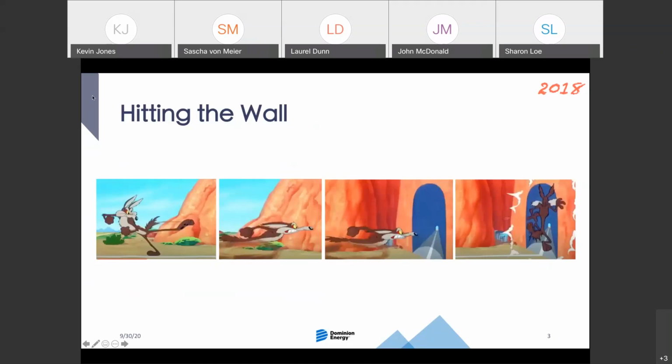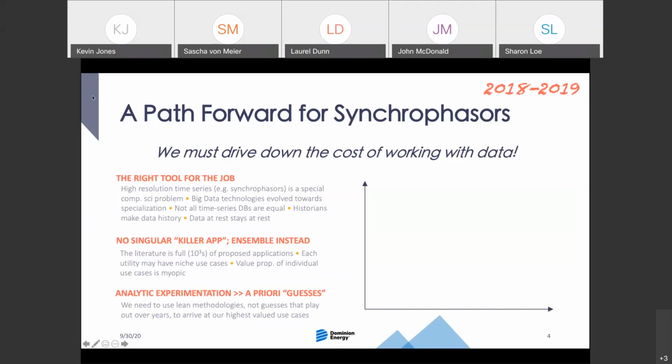And so this required us going back to the beginning, and really trying to think about this problem from first principles up. So we realized very quickly that this problem of working with high resolution time series, which synchrophasors really are the first class of data that falls into this category for utilities. Certainly you have event waveform data, but they're so small in nature, even the density doesn't become a problem. But continuous high resolution time series is a very special computer science problem.